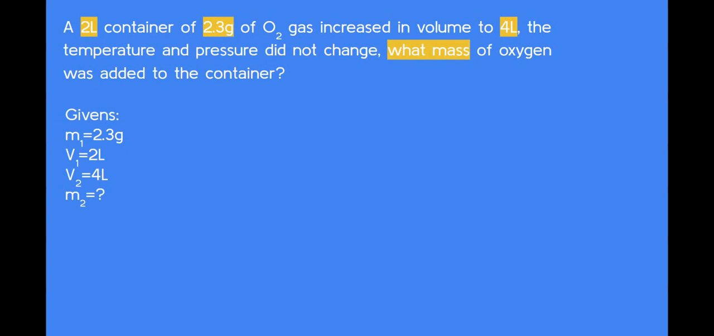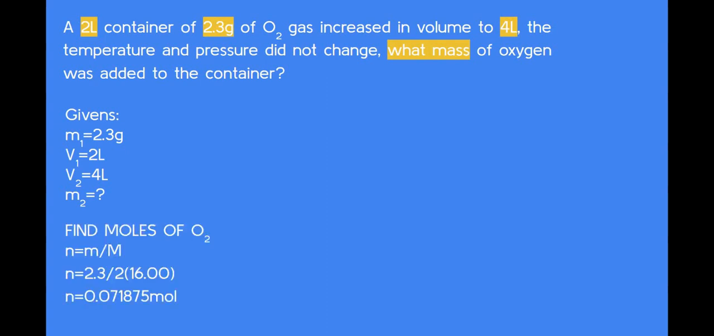So we have one mass, which means that we can always find the amount of moles by dividing by the molar mass using the equation moles is equal to mass divided by molar mass, which in this case is 2.3 divided by 2 times 16, and we're multiplying oxygen's molar mass by 2 because it is O2, oxygen is diatomic. And the amount of moles we should get in this scenario is 0.071875 moles.